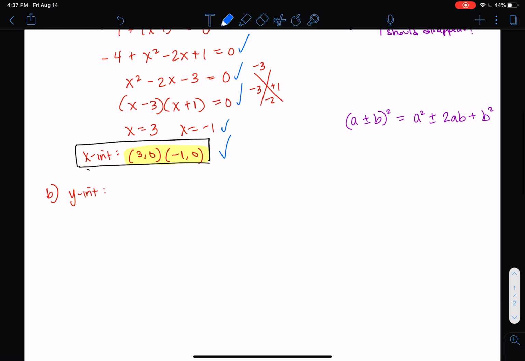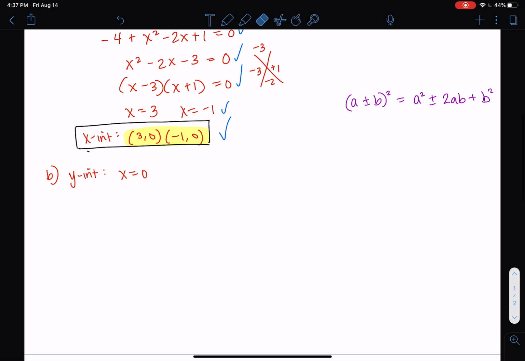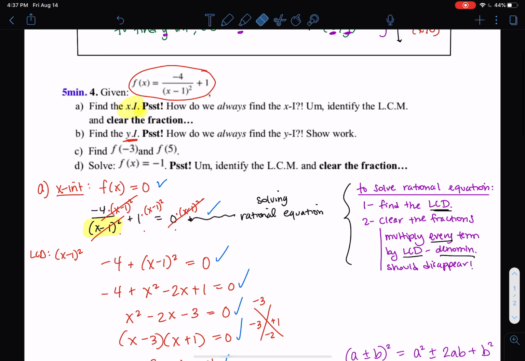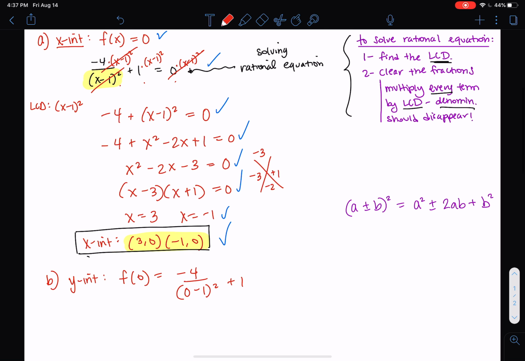So part B, let's find the y-intercept. For the y-intercept, the work that we're showing is x equals 0, which means that instead of writing down f of x, we're going to write f of 0 equals. You can even just go straight to this step, because we know we're setting our x equal to 0. So instead of negative 4 over x minus 1 squared, I'm writing negative 4 over 0 minus 1 squared, and then I think it's a plus 1, yeah.